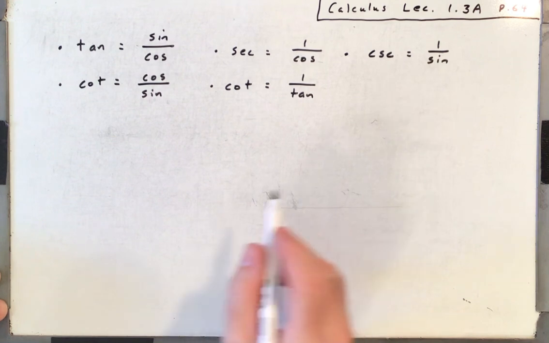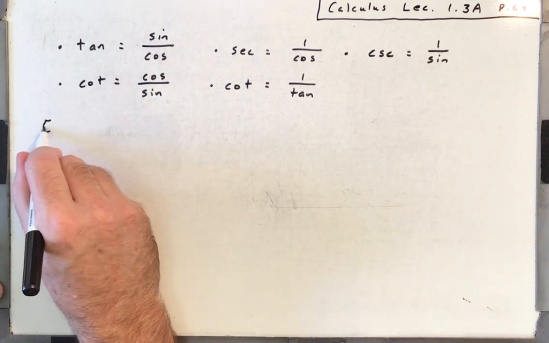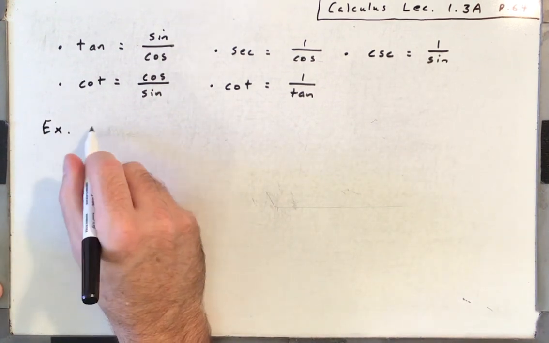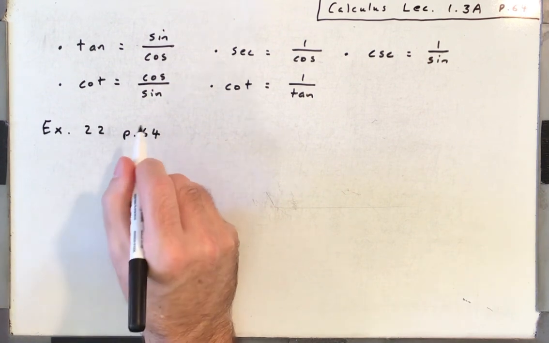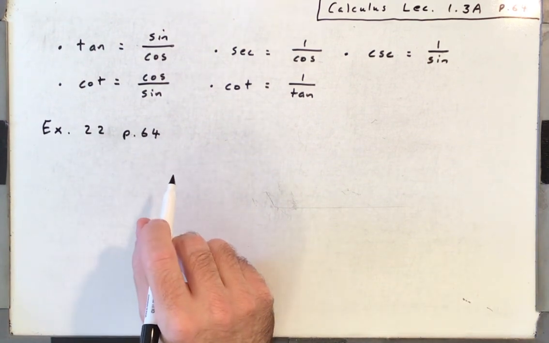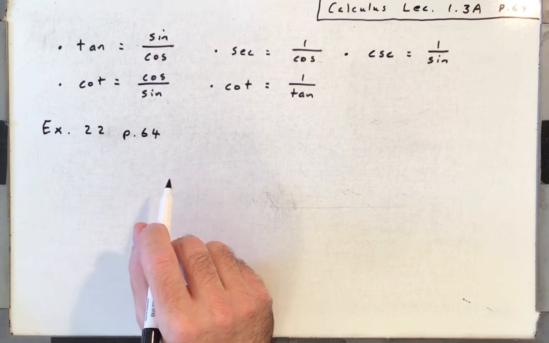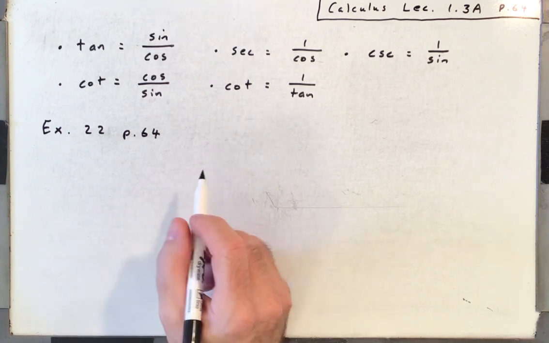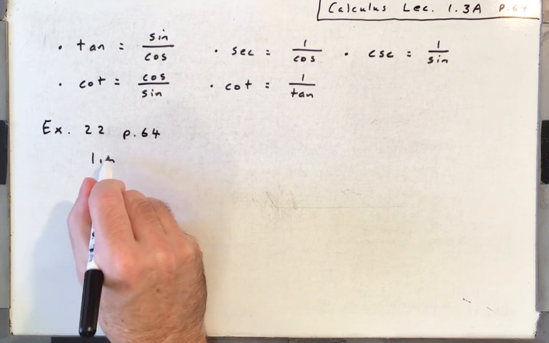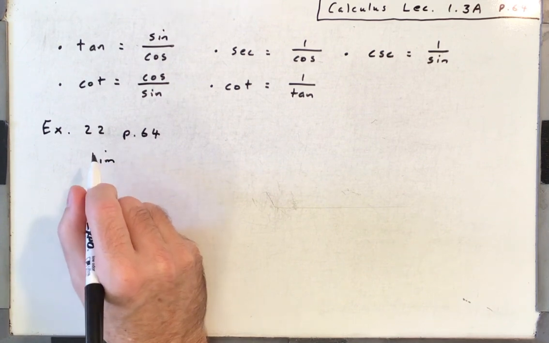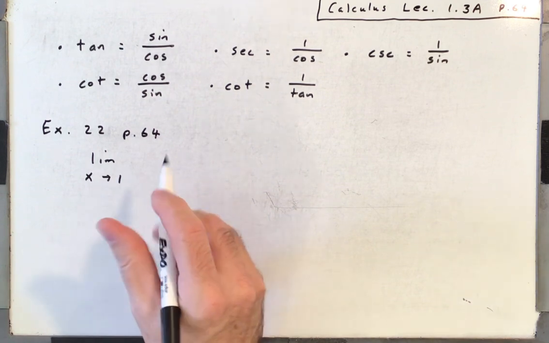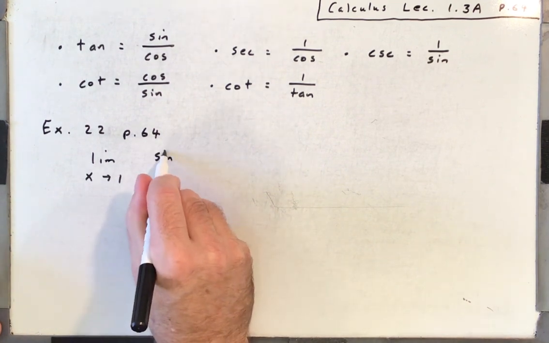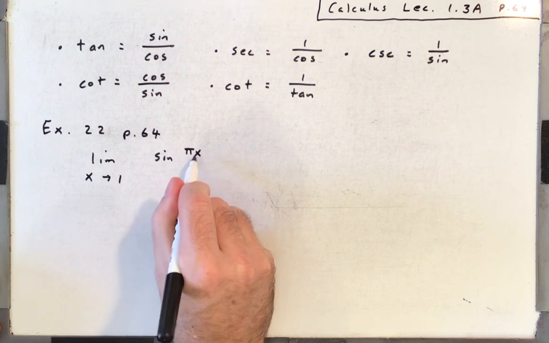All right, let's work some examples from the book. So our first one is example 22 from page 64. If you'll open up to page 64, 22 says evaluate or find the limit as x approaches 1 of sine of pi x over 2.